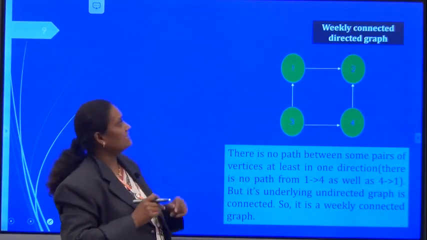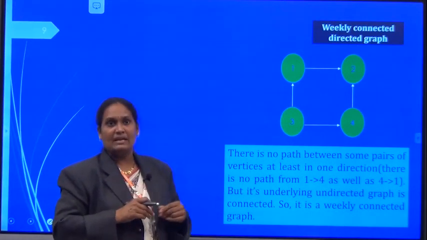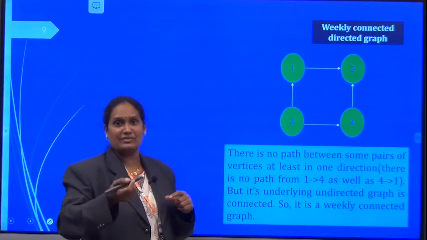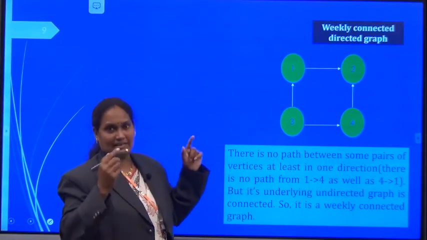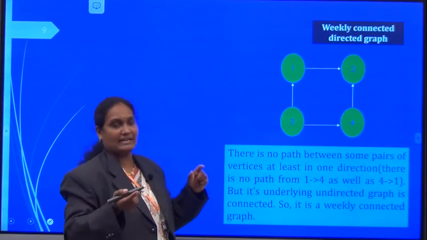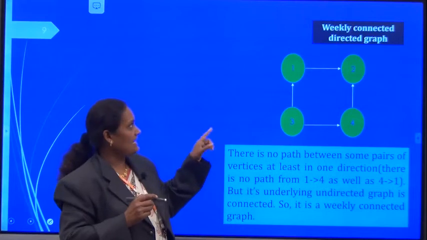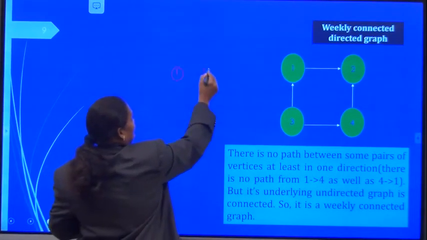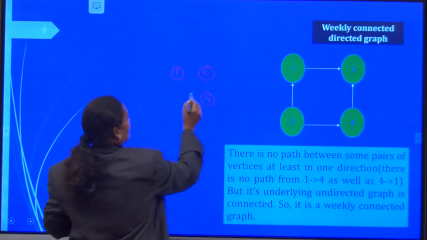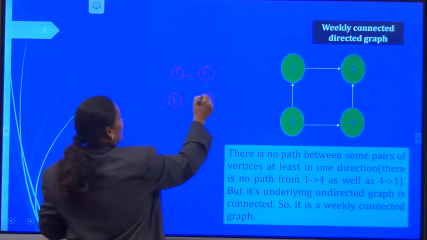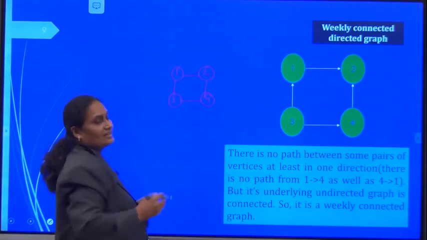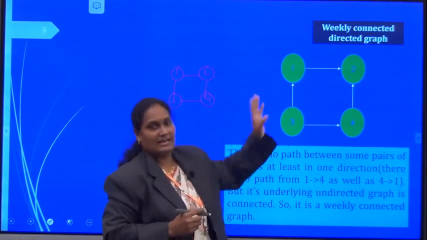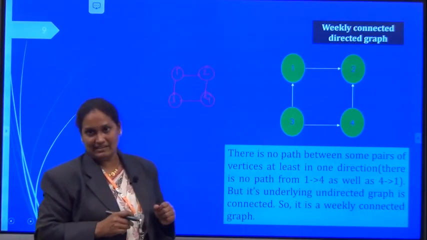How can we define a weakly connected directed graph? A directed graph whose underlying undirected graph is connected is called a weakly connected graph. That is, if you draw an undirected graph for this particular directed graph, and if it is connected, then we can say that this directed graph is a weakly connected directed graph.